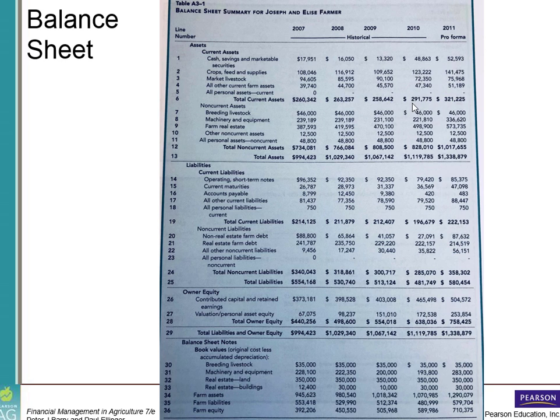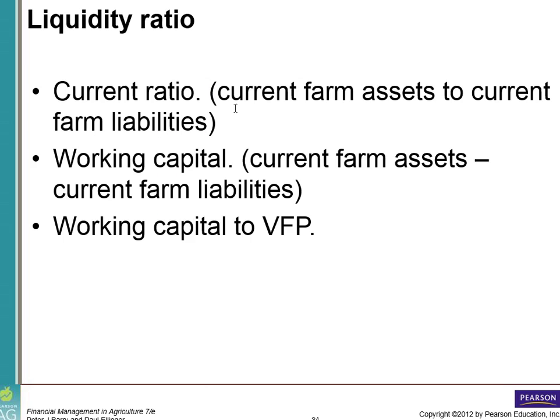So here the total 291,775 is what you will be using to figure out what the current ratio is. And then the same idea for current liabilities. You do not include personal liabilities in it. To find the working capital, it is simply the current farm assets minus current farm liabilities.